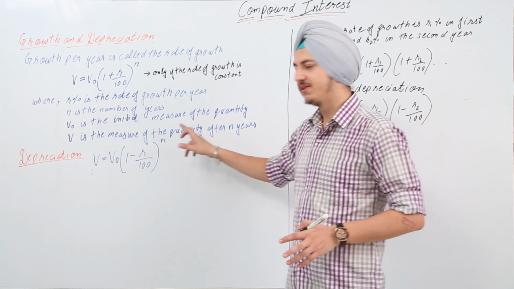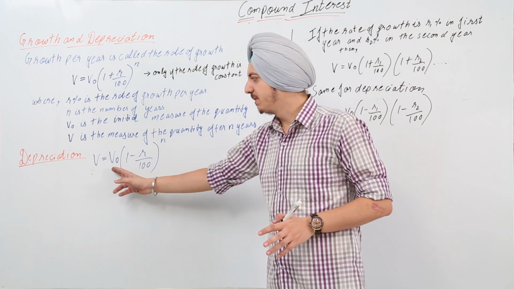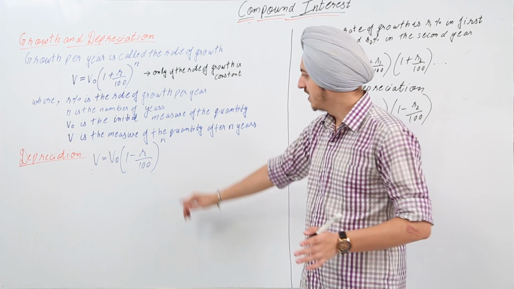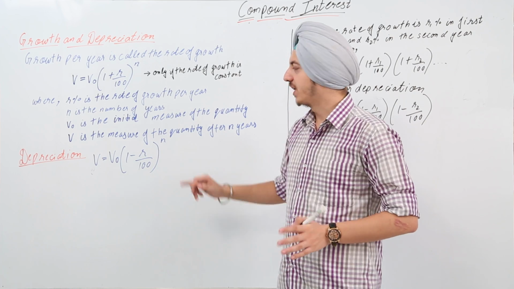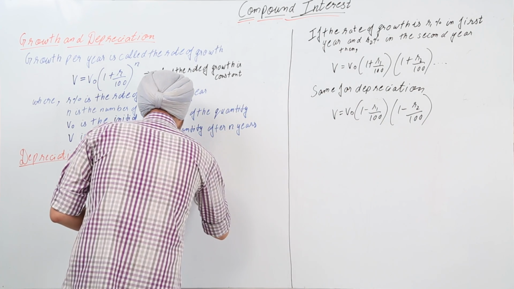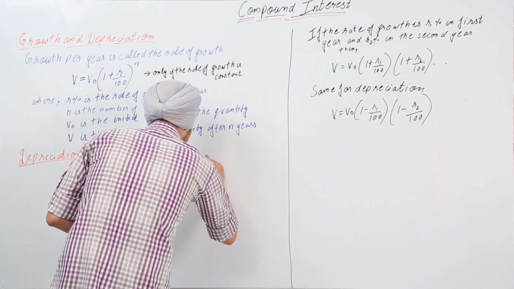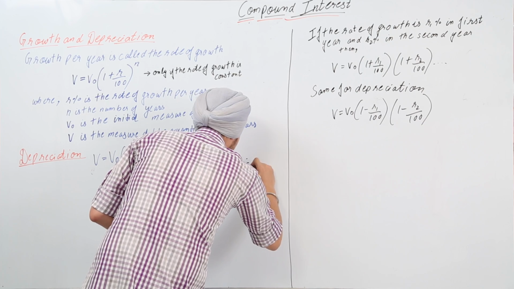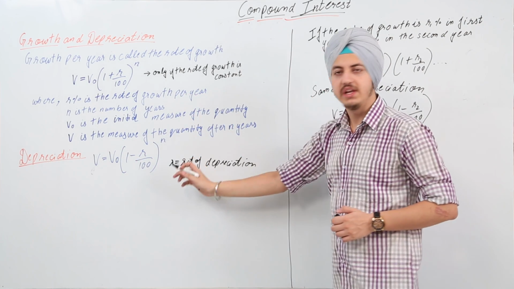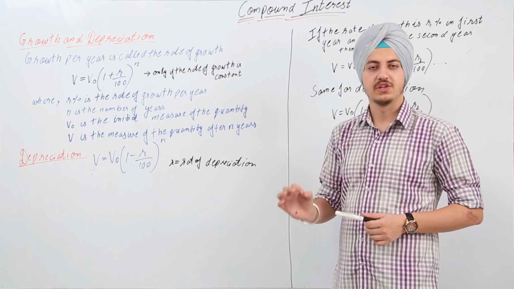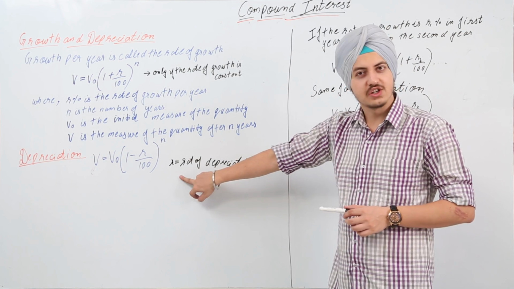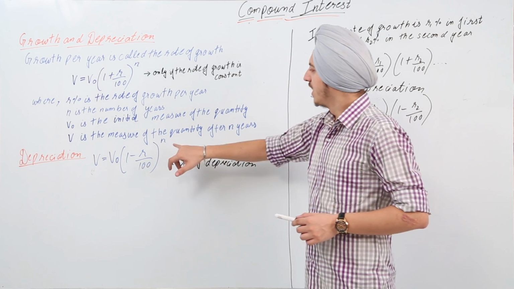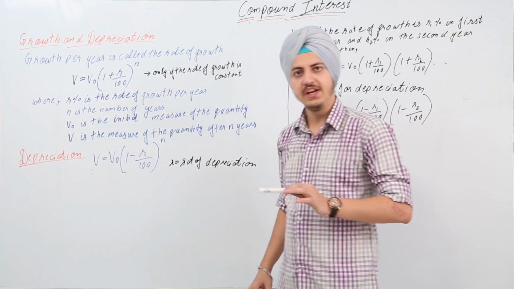V naught is the initial measure of the quantity, which will always be more than V. V is the final measure of the quantity after n years. N is the time, and R is the rate of depreciation this time. And again, this formula is only valid if the rate of depreciation is constant. So R is the rate of depreciation, V naught is the initial value, V is the final value, and N is the number of years.